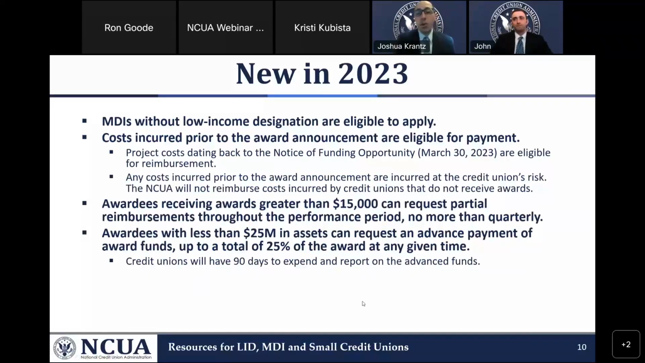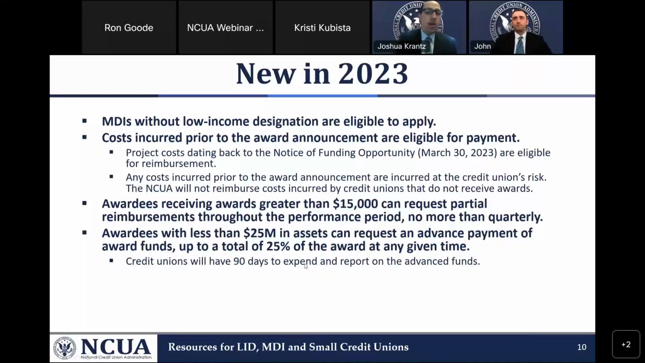Next slide. So I want to highlight what's new this year. For those of you who are familiar with the CDRLF program, you'll see that MDIs, minority depository institutions that are not low income designated, are now eligible to apply. In previous years, only low-income designated credit unions could apply. So we've opened that up to non-low-income MDIs.